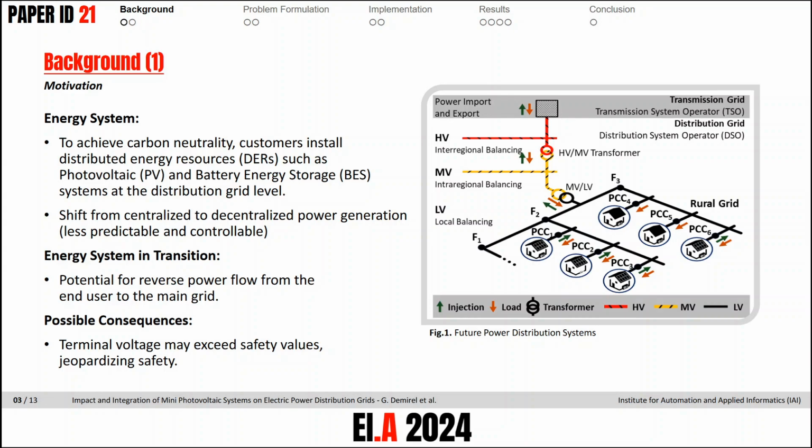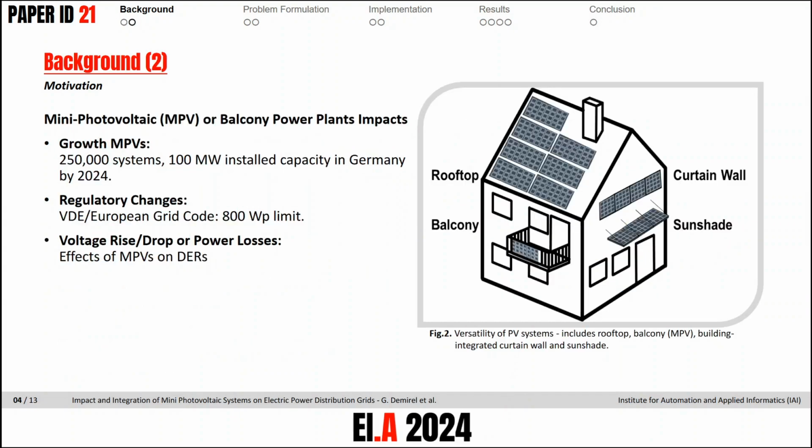In addition, DERs can cause reverse power flow from the end user to the main grid. However, this will result in the terminal voltage exceeding the safety value, thus jeopardizing safety. Let us now turn to the specific issue of balcony power plants or mini-photovoltaic systems.